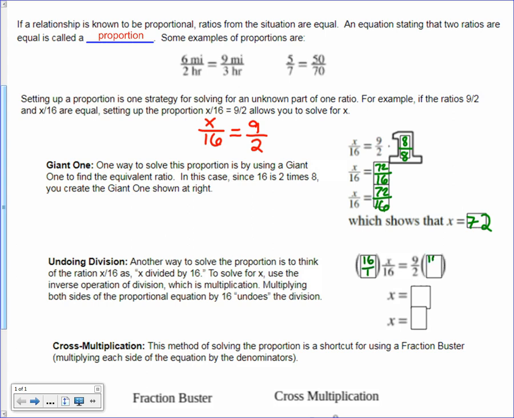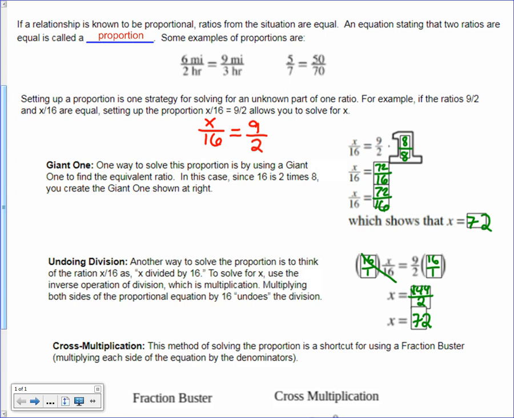Do the same thing to the other side. These 16s cancel each other out. And then we get 9 times 16, which is 144, over 2 times 1, which is 2, or x equals 72. So either way, we're getting the same answer.